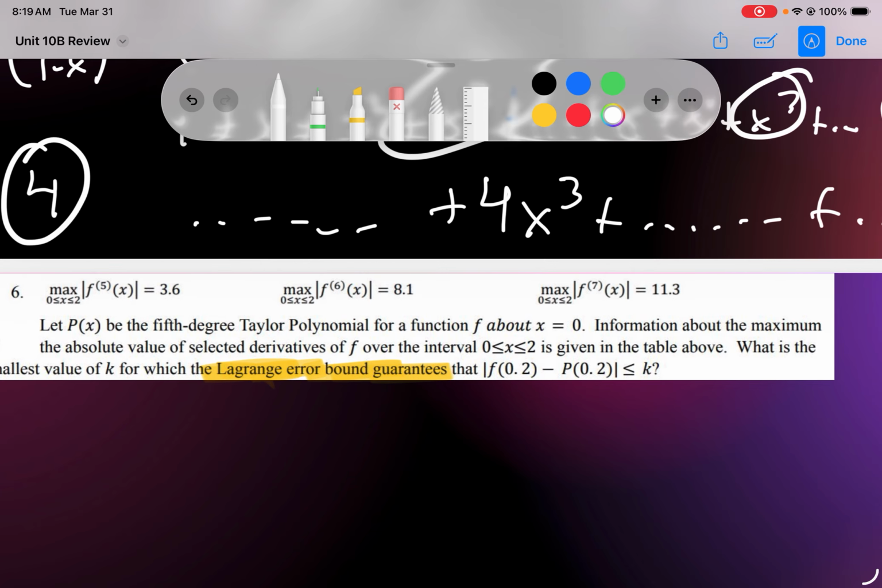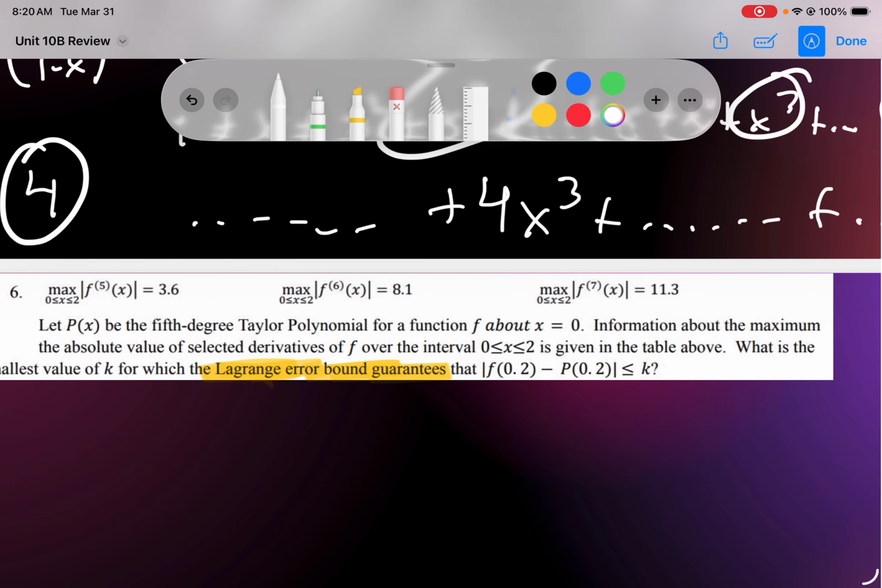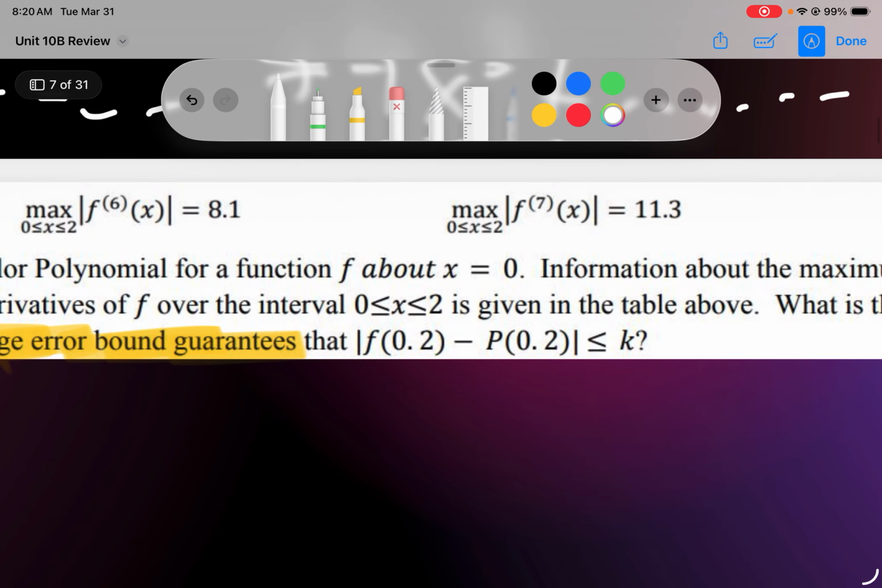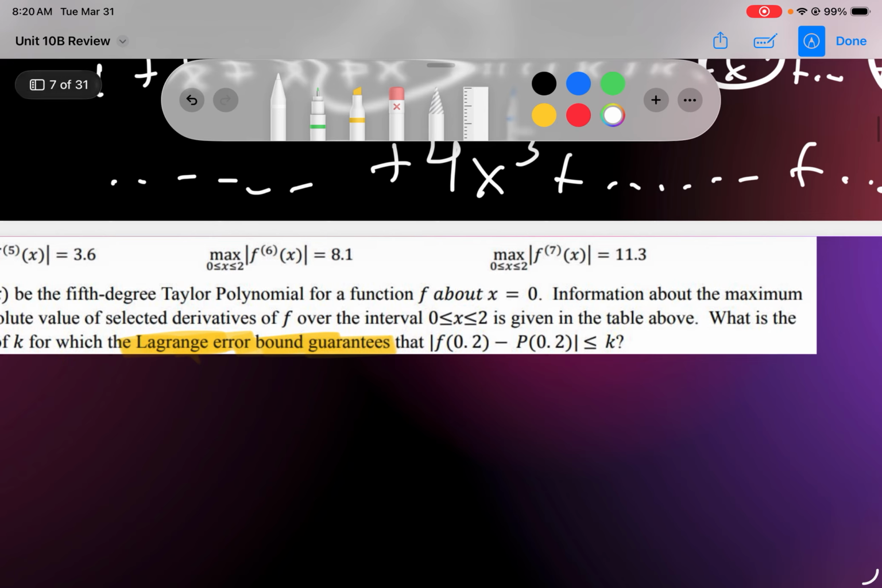So let P be the fifth degree Taylor polynomial for a function f around x equals 0. Information about the maximum of the absolute value of the selected derivatives of f over the interval 0 to 2 is given. What is the smallest value of k for which the Lagrange error bound guarantees that? Okay, the Lagrange error bound is, so let's see.